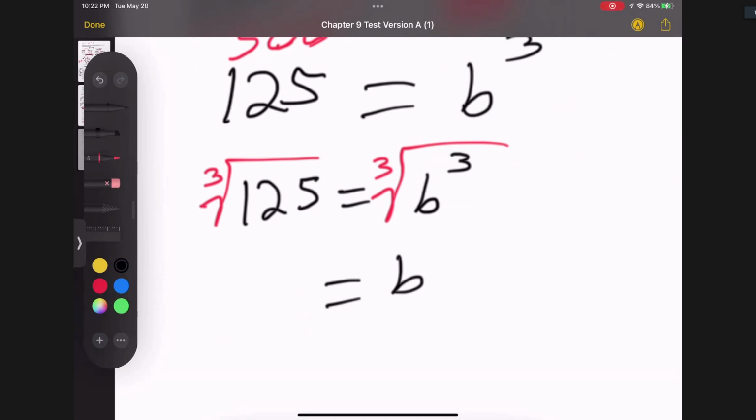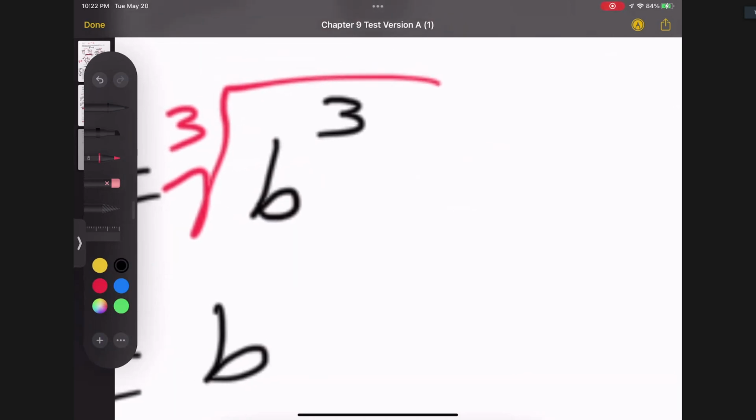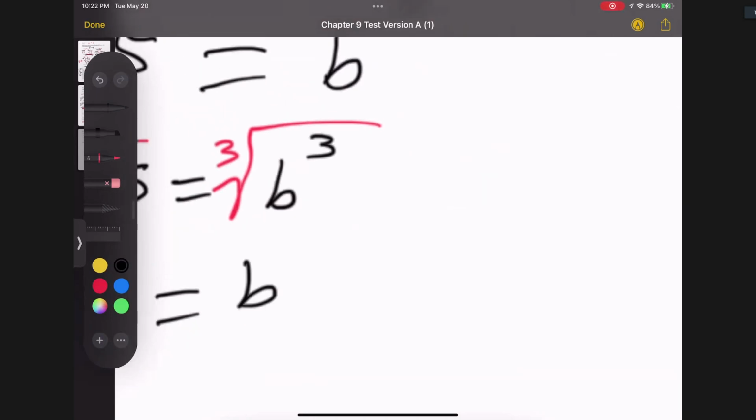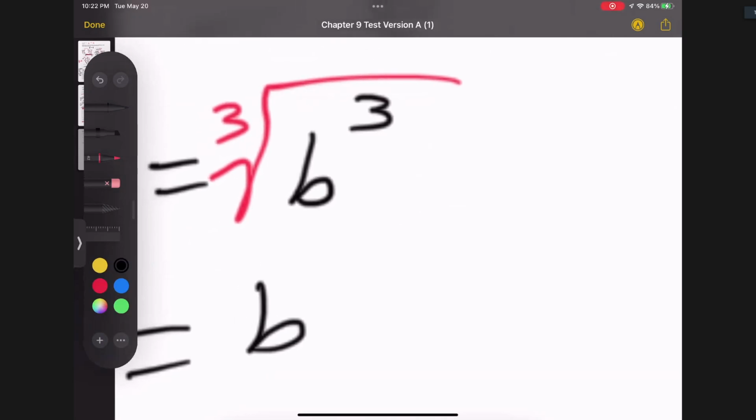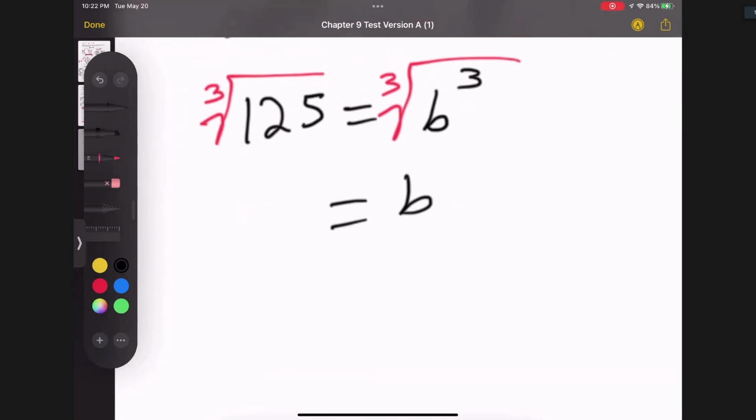They undo each other. When you cube something and then you cube root it, you're undoing the operation. If you multiply by 2 and then divide by 2, multiplication and division are opposites of each other. They counteract each other. That's what's happening right here, so they're undoing the operation. So you're going to have the third root of 125.